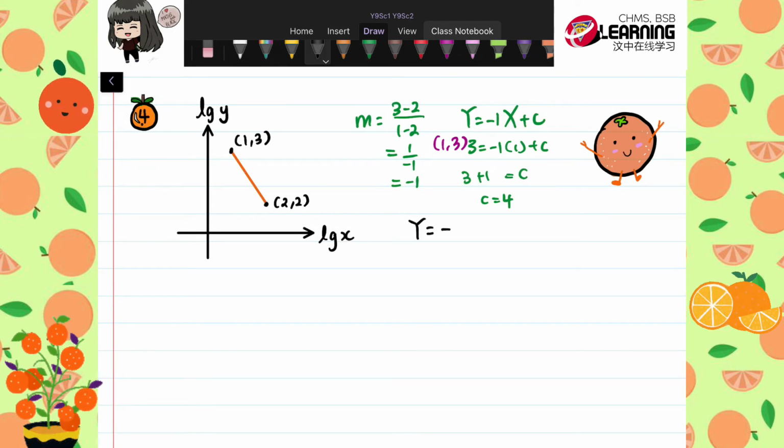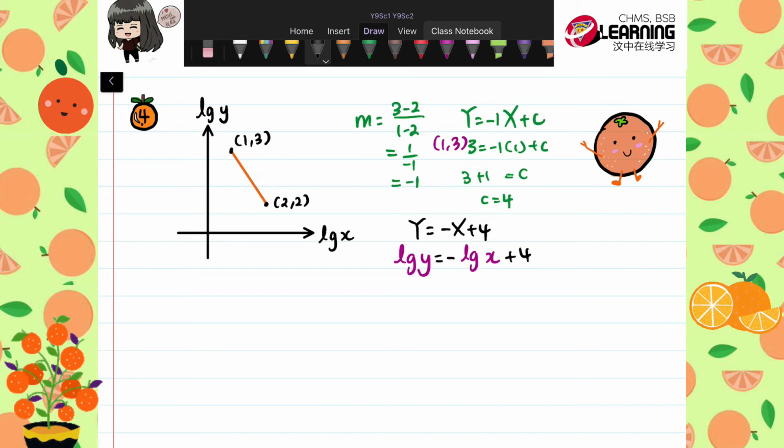So big Y equals negative 1, I don't need to write the 1, negative X plus 4. And then I sub in lg y equals negative lg x. It's log base 10.